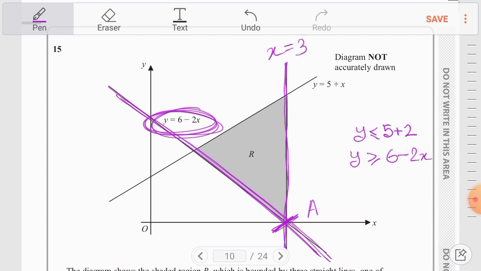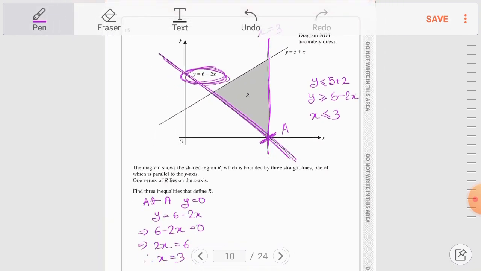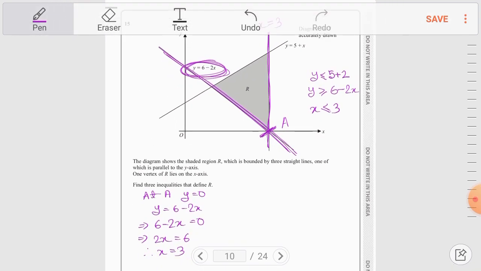And we can see that as the shaded region is towards the left of the line x equals 3, the inequality for this line would be x less than or equal to 3. I hope this was clear to you all, and these are the 3 inequalities for the shaded region. If you have any problem, you can comment in the comment section. Let's get moving.